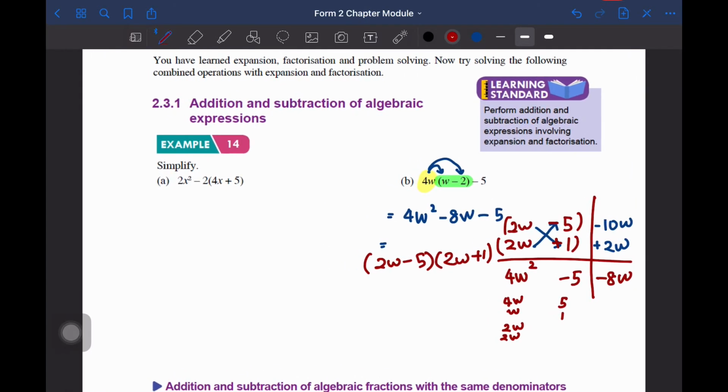Okay, actually sebenarnya ada one simple method untuk factorize ni menggunakan backward solution and your calculator. Okay, never mind, you learn this first. That method I will teach you when we go back to school later.